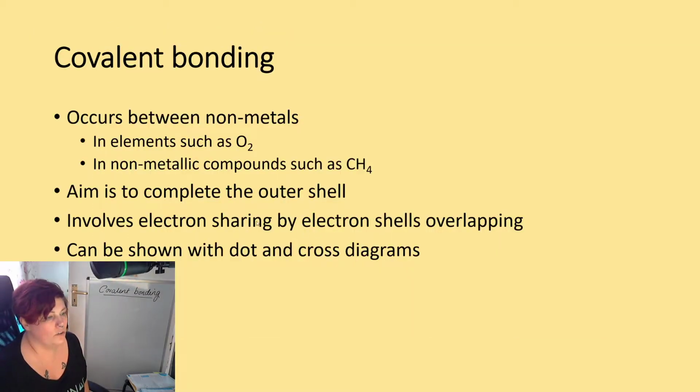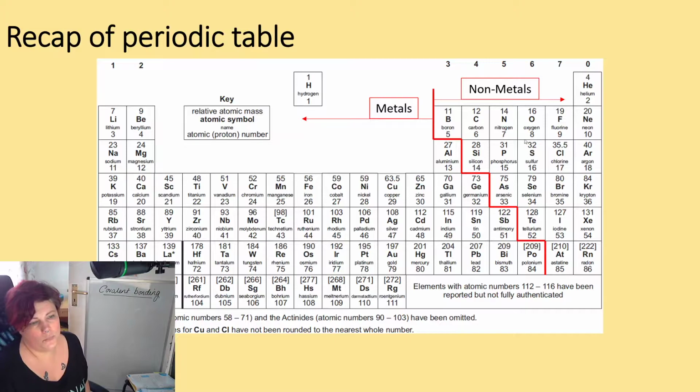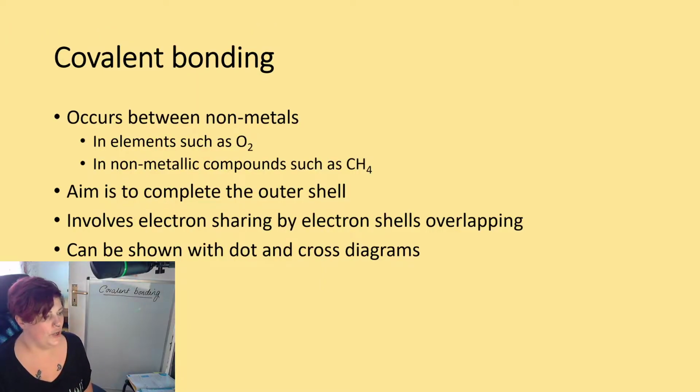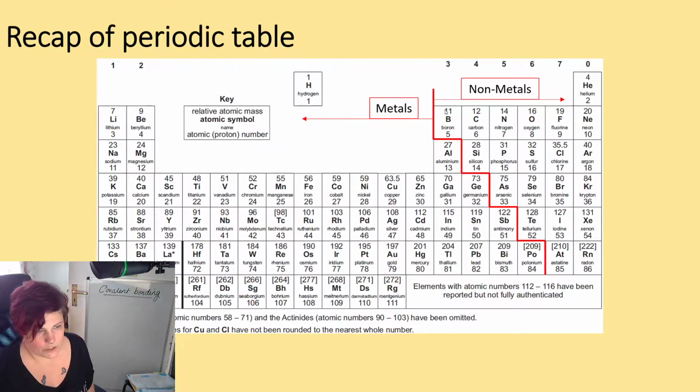So as you can see, there's a lot more, hang on a minute, no, other way around, there are a lot more metals than there are non-metals. The thing with covalent bonding specifically is that it only involves non-metals. So it only includes the elements in this section over here, and hydrogen.